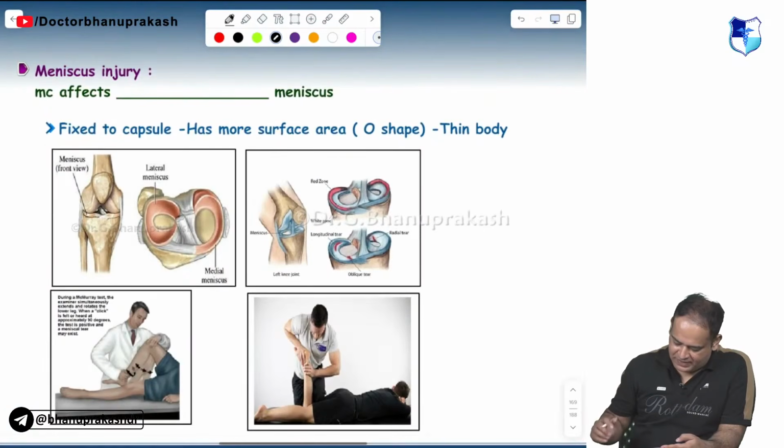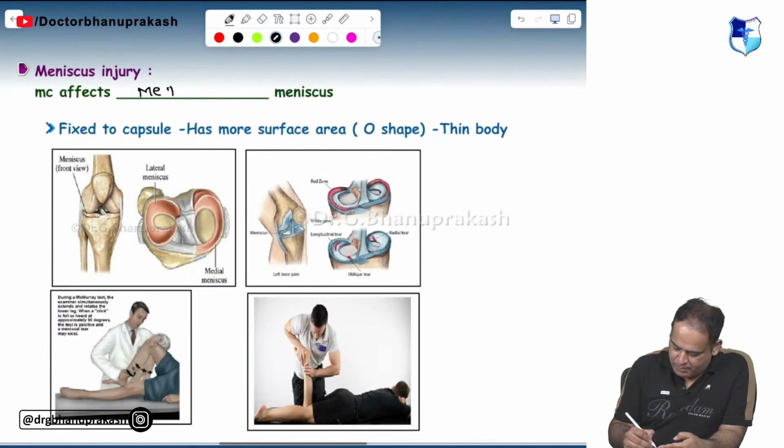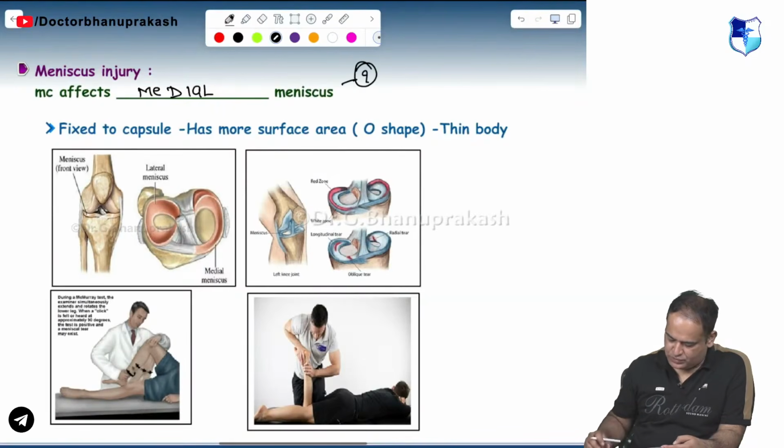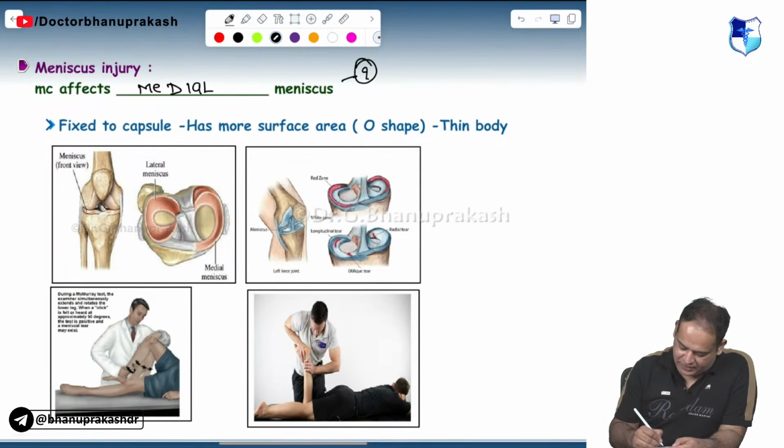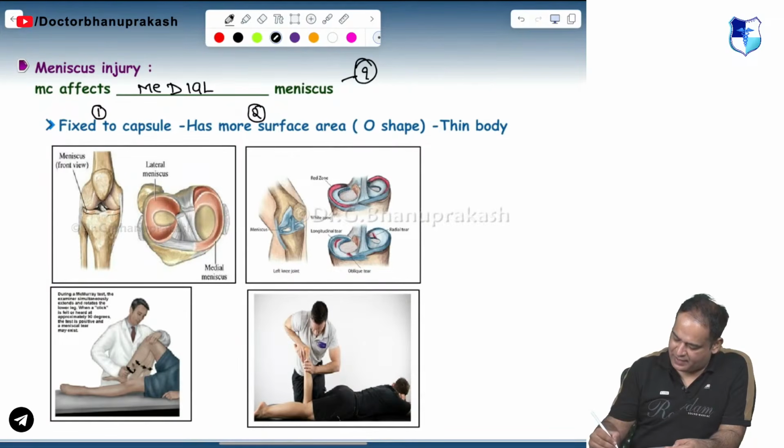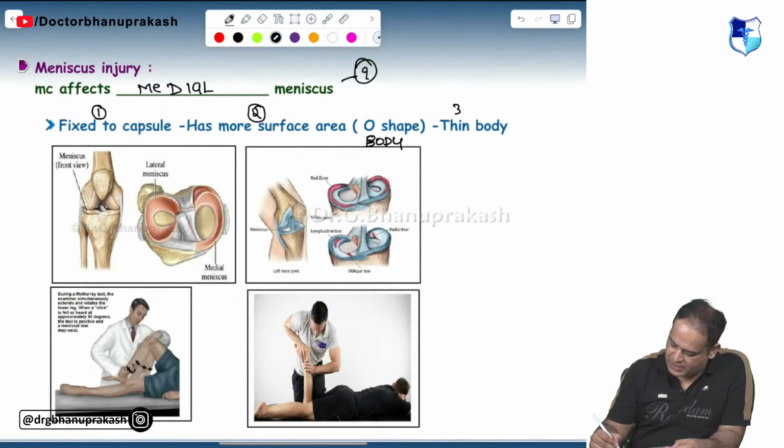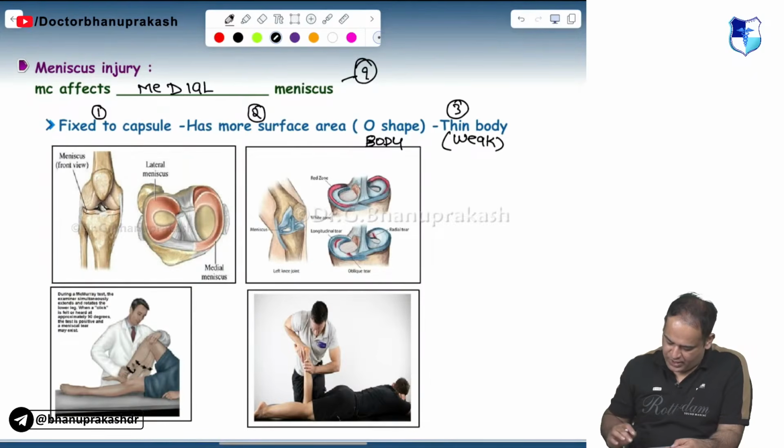Now, meniscus injury. Most commonly, it affects the medial meniscus. Why? Because it is fixed to the capsule. It has more surface area because it has got O-shaped body and it has got thin body. That means it is comparatively weak.